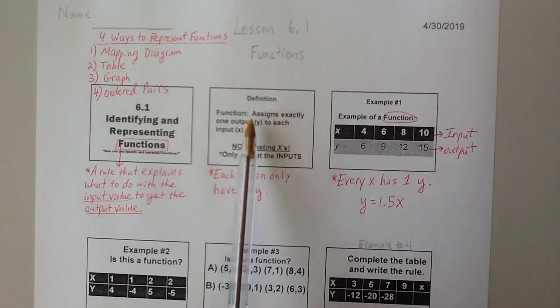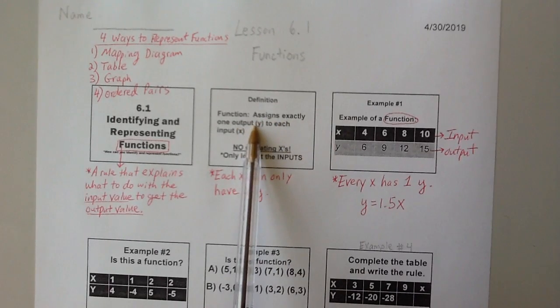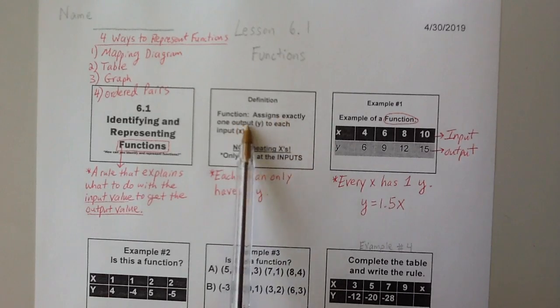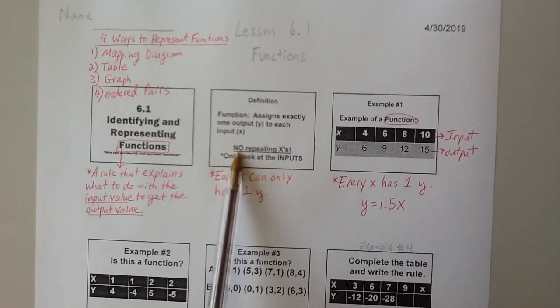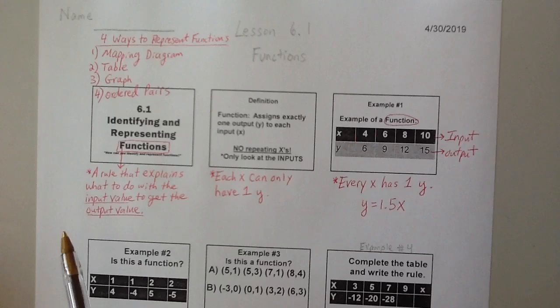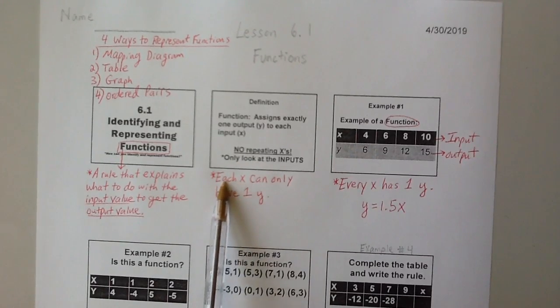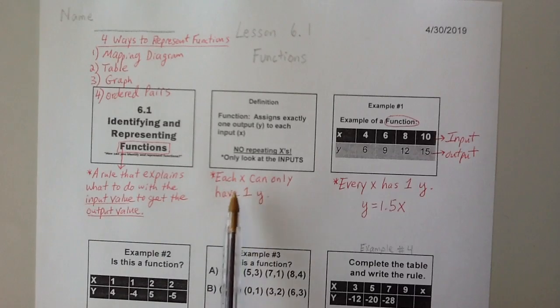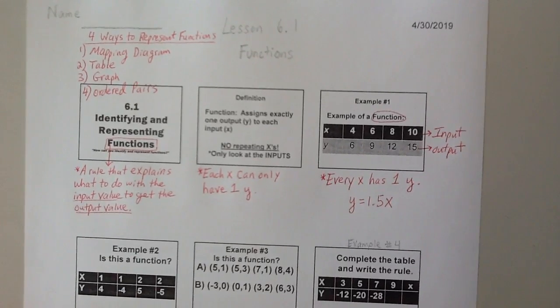Okay, so the definition, like we said, assigns exactly one output value, which we call the y value, the output value, to each input value. So basically, you cannot repeat the x's. You can't have more than one y value for an x. All right, so write this down right here. Each x or each input can only have one y, one output. That is what makes it a function.